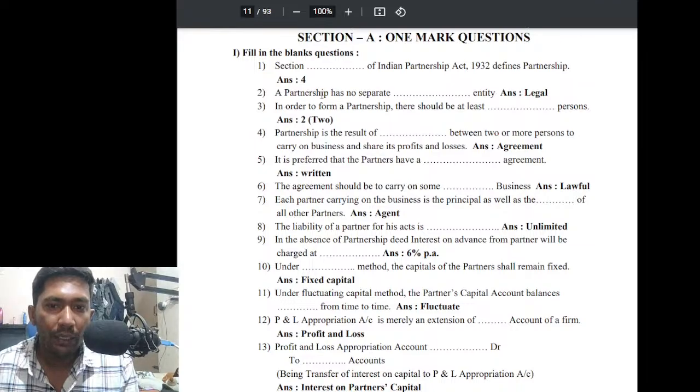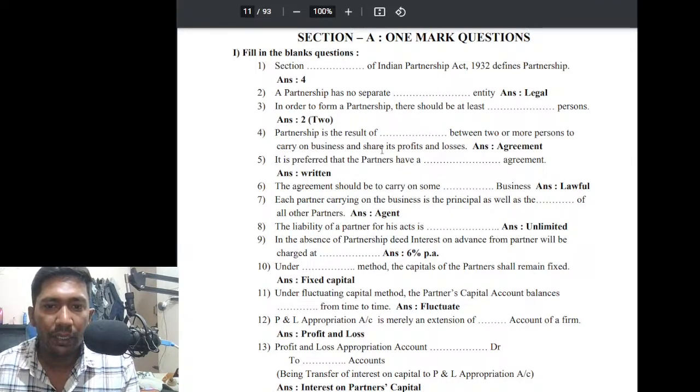Then, a partner has no separate legal entity. The next, separate legal entity is there only for whom? It is only for a joint stock company. But for partnership and sole proprietor, the owner is the same and the business is also the same.